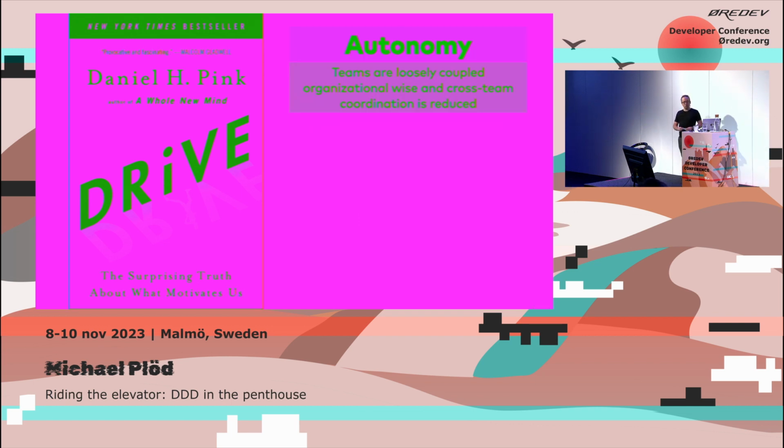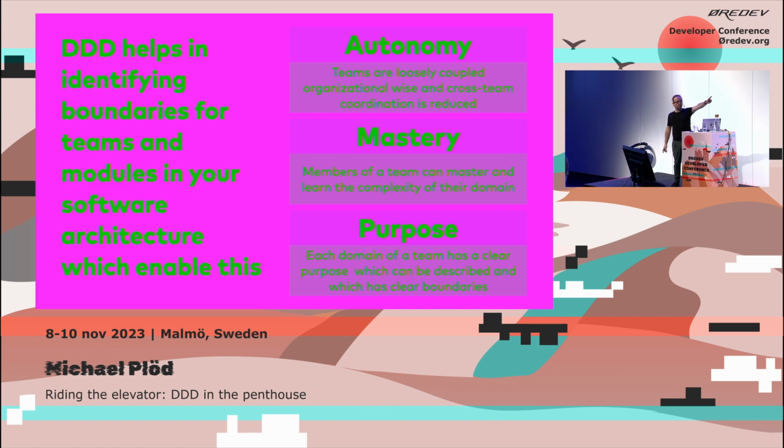In terms of autonomy, yeah, we want to find teams that are loosely coupled organizational-wise and where cross-team coordination is being reduced, so that a lot of decisions are being made in the boundary of that team. Mastery, the members of the team can master and learn the complexity of the domain. Purpose, yeah, each domain has a clear purpose which can be described and which has clear boundaries. And domain-driven design helps you in finding those boundaries.